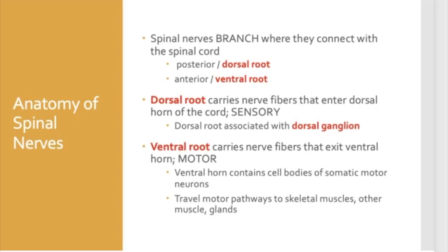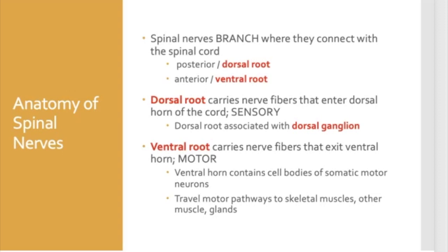There's some terminology here that can be confusing, particularly when we talk about roots versus horns. There's a dorsal root and a ventral root of each spinal nerve. The dorsal and ventral roots come off of the spinal cord and combine together to make the spinal nerve. The horns, the dorsal and ventral horns, are the gray matter within the spinal cord. So be careful, don't get those terms mixed up.